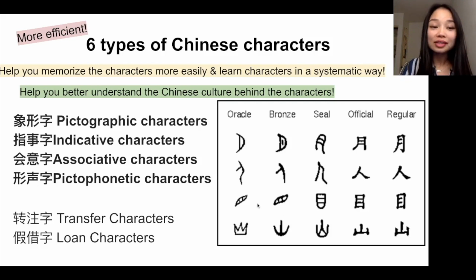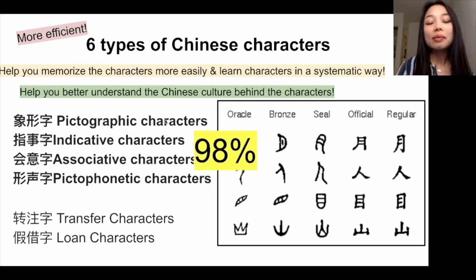Okay, we have 6 types of them. So we have pictographic characters, indicative characters, associative characters, and we also have Picto-phonetic characters. Besides that, we have transfer characters and loan characters. So today we're going to focus on the first 4 types because they make up 98% of all Chinese characters. Alright, talk no more, let's quickly get started.